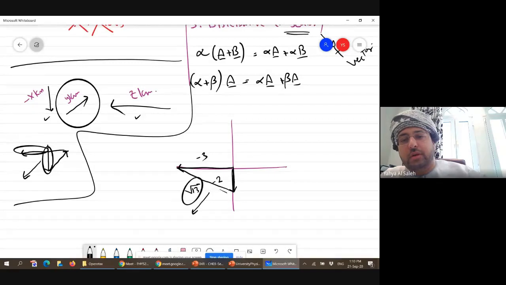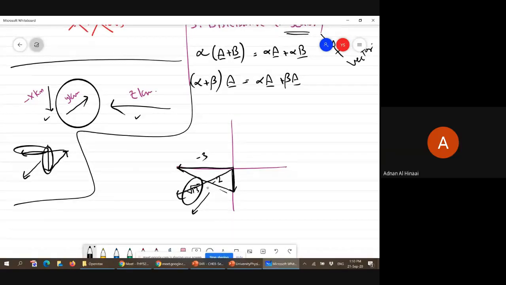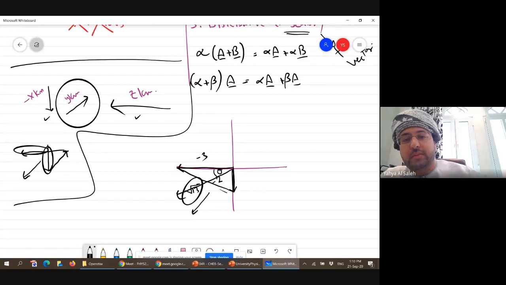This is just for the number. It will come something like this. Yes. Not exactly in between. It will come at some angle.